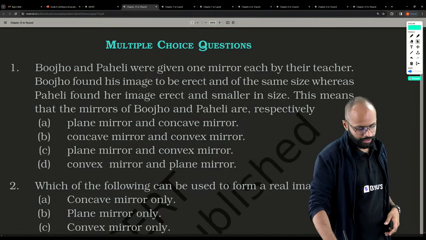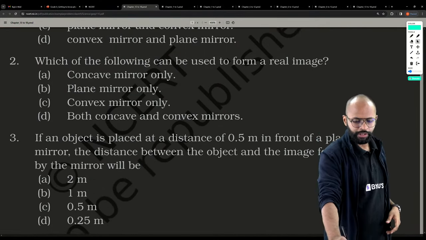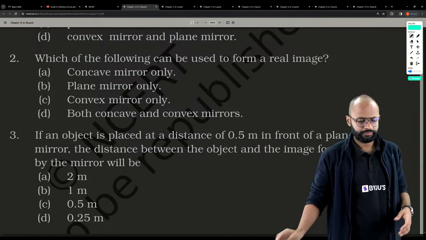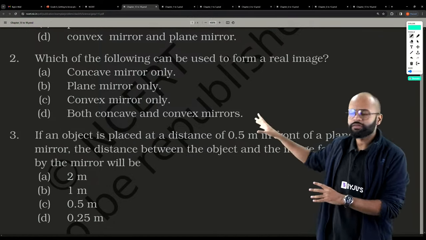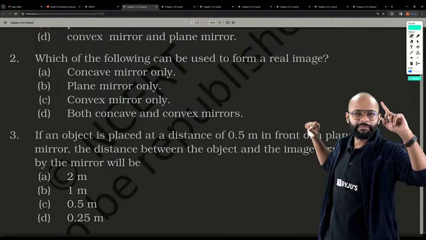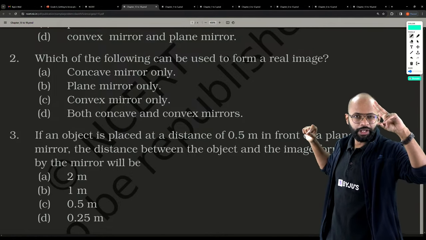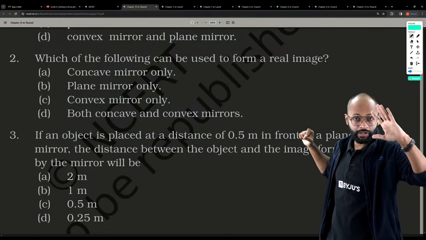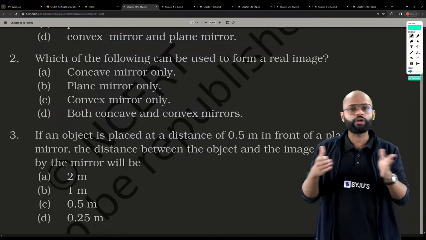Let's see. Aage chalo, aage chalo. Which of the following can be used to form a real image? Kya use karoge? A. Concave mirror only. B. Plane mirror only. C. Convex mirror only. D. Both concave and convex mirror.